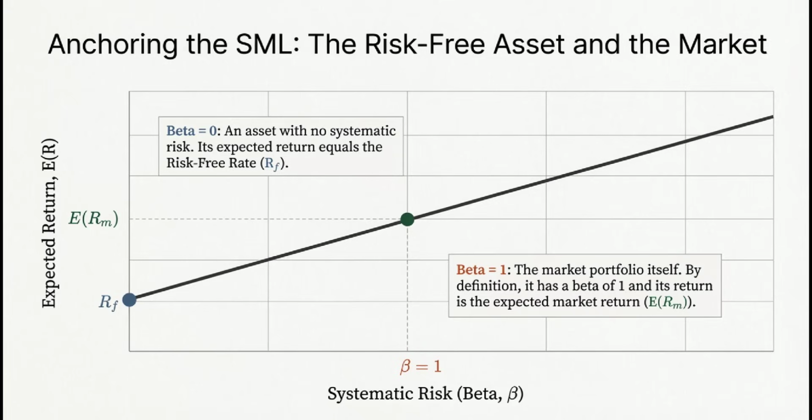Okay, so if we're drawing this on a whiteboard, what are our axes? It's a plot of expected return versus beta. So the horizontal x-axis is beta. That's our risk.